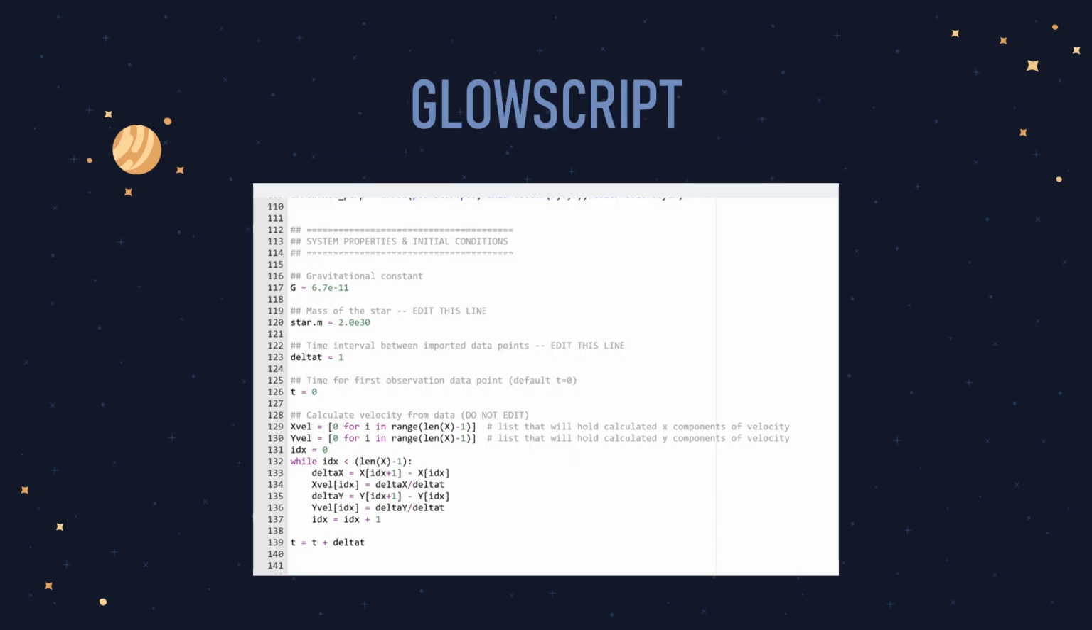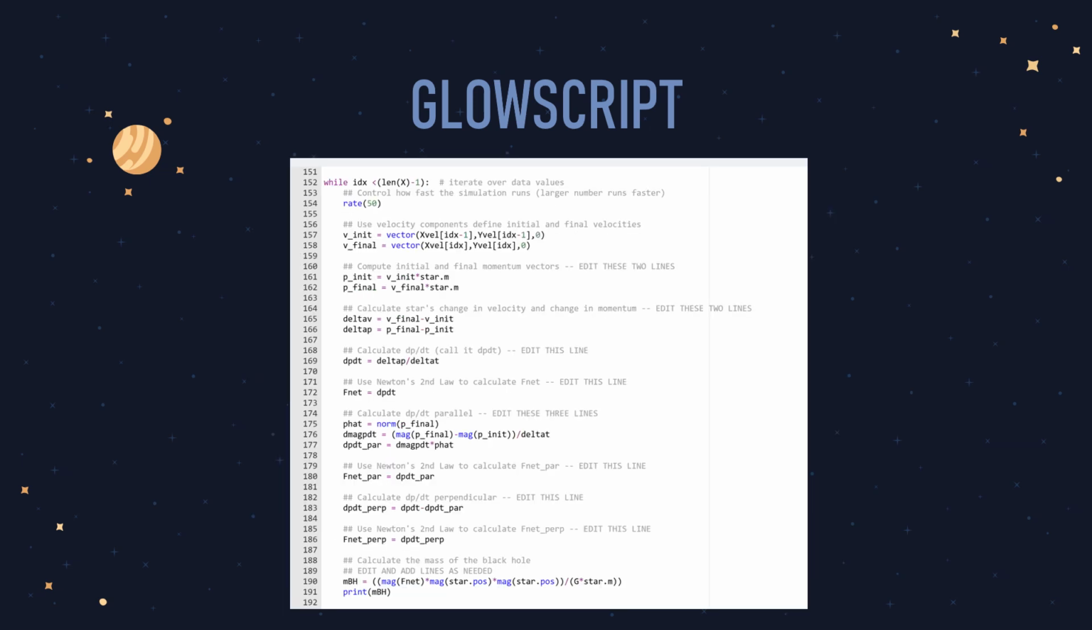Alright, so looking at the GlowScript from part 1, the mass of the star was given to us, and then in order to get an accurate measurement for the mass of the black hole, we will look at how the momentum of the star is changing at different times during its orbit around the black hole. So at the top, you can see the initial conditions of the model, and the next section shows how the velocity components will be calculated at the timestamps, and this code was given to us.